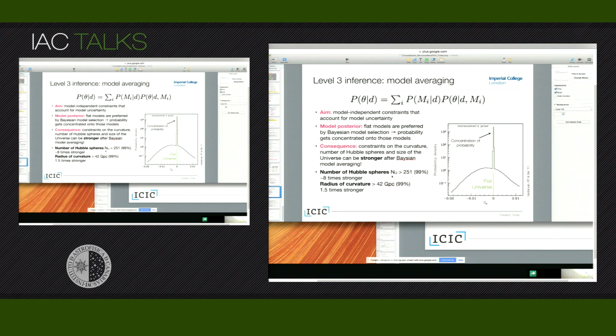And so, for example, if you want to constrain the number of Hubble spheres in the universe, how many Hubble horizons fit into the curvature radius of the universe, you get a lower limit at a 99% credible level of 250 Hubble spheres, which is 8 times stronger than if you didn't do Bayesian model averaging. If you want to constrain the radius of curvature of the universe, you get a limit of 42 gigaparsecs, which is about 50% stronger than the limit that you would get without Bayesian model averaging. So by using model averaging, you can also leverage constraints on the parameters that you're interested in.